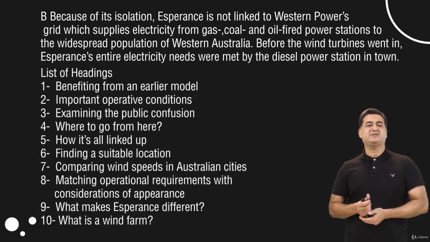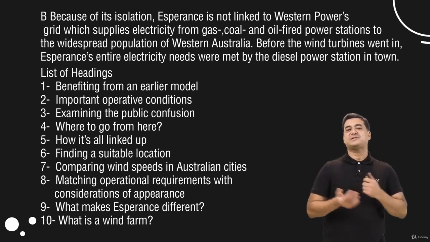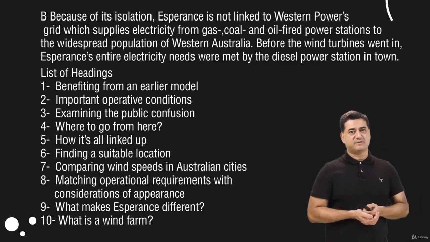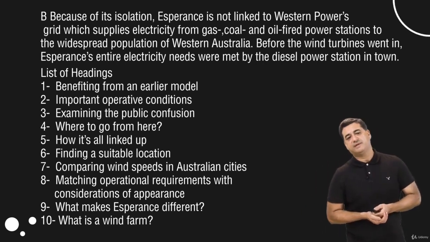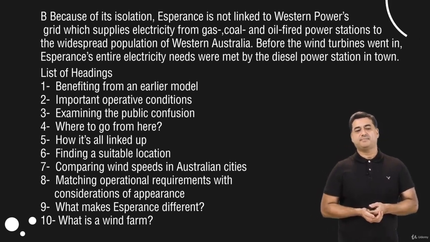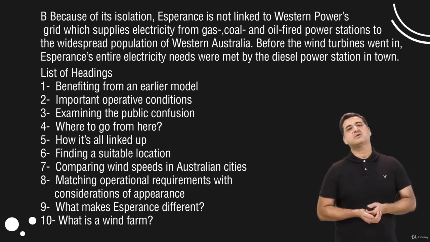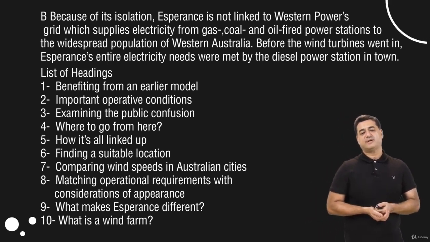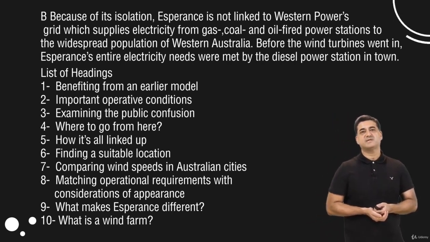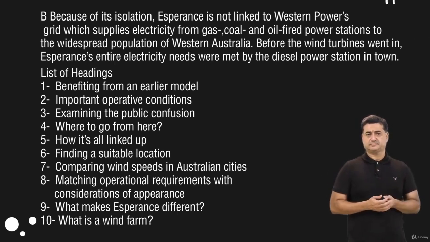So let's read the options and find out which can be the heading for this paragraph. Benefiting from an earlier model, important operative conditions, examining the public confusion, where to go from here, how it's all linked up, finding a suitable location, comparing wind speeds in Australian cities, matching operational requirements with consideration of appearance, what makes Esperance different? So what should be our answer? Which one?